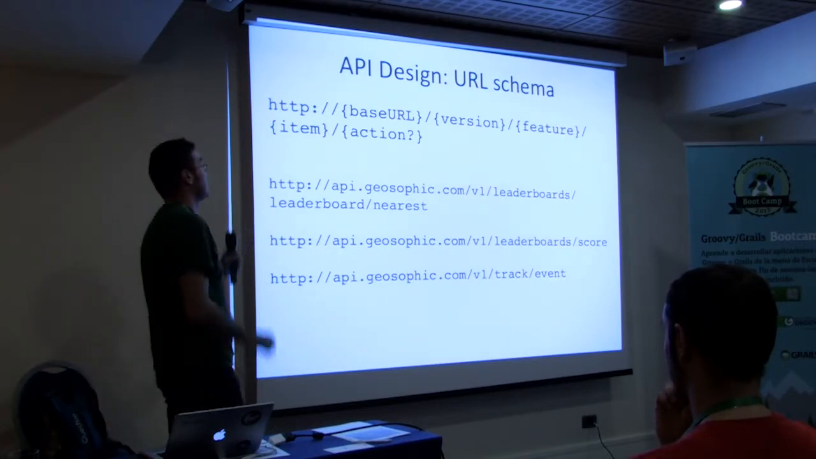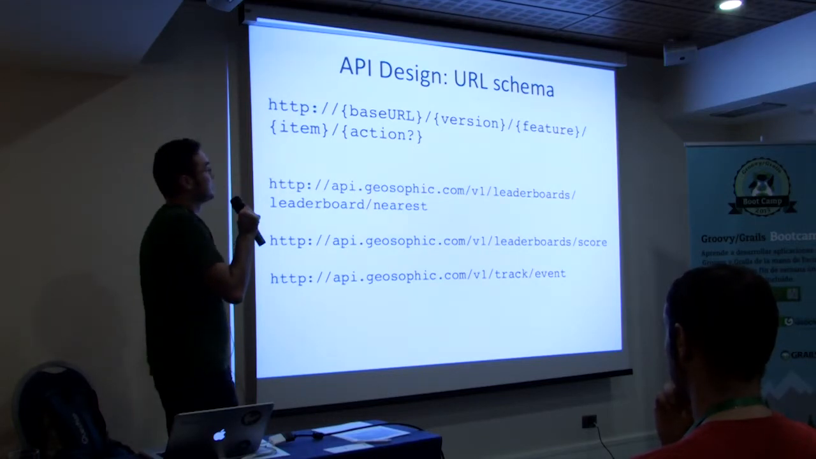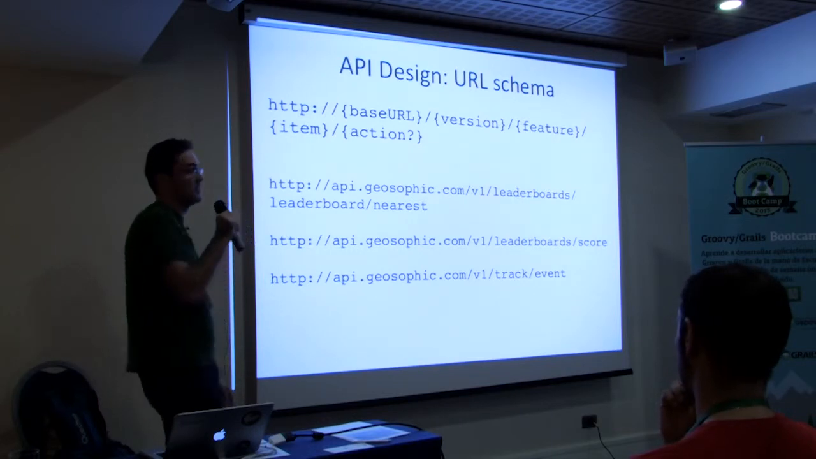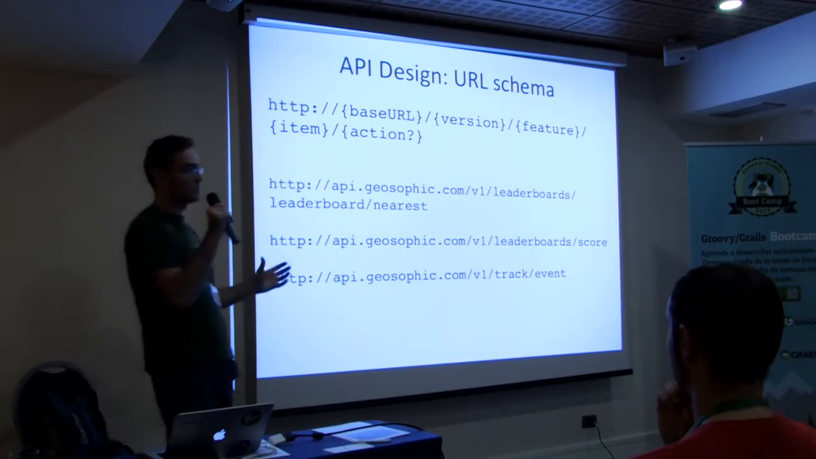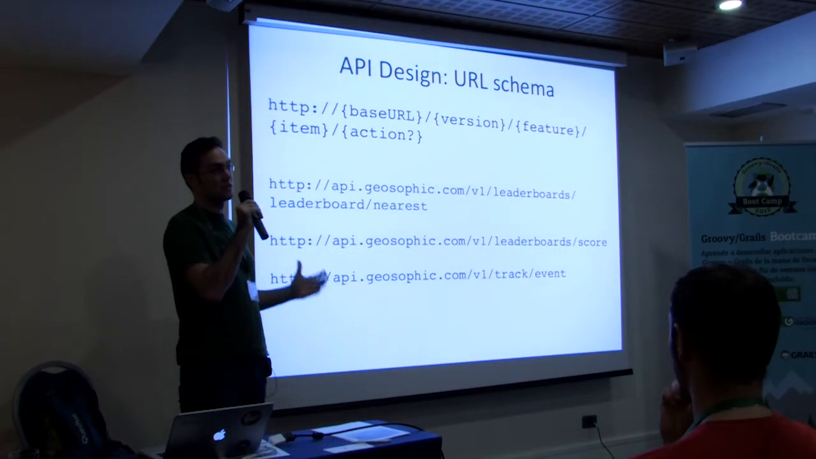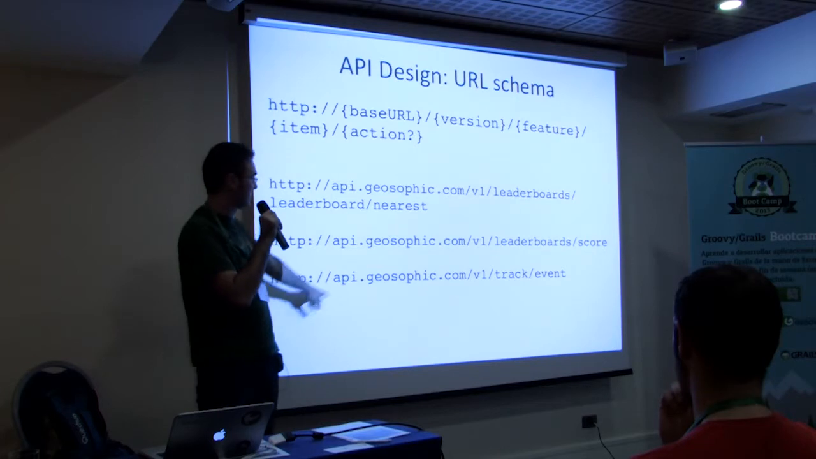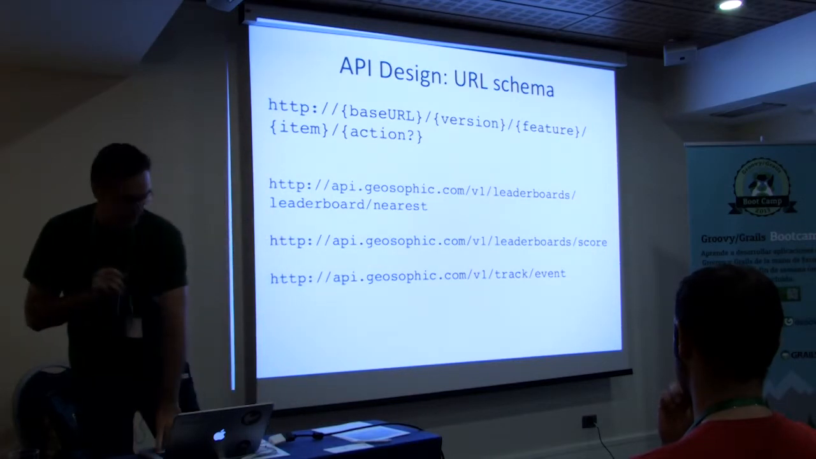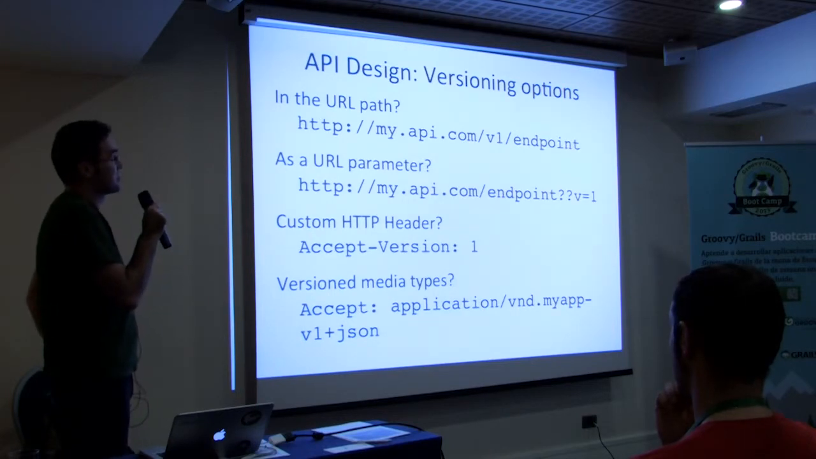So the URL schema, we decided to follow this one: the base URL, then the version, first controversial decision, the feature, we have 4 features there, the items, and the action, which is optional. So some examples: we have, for example, a feature which is the leaderboards, where a user can submit a score and see the leaderboards and so on. And also we allow developers to track events. And when designing the versioning option, as I said, this is one of the most controversial ways.